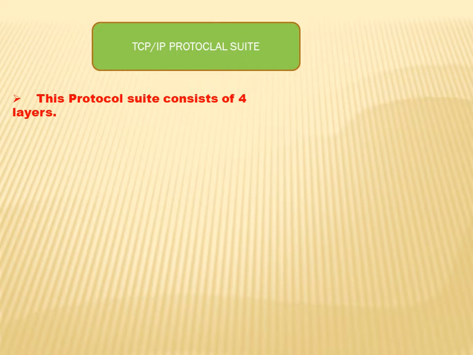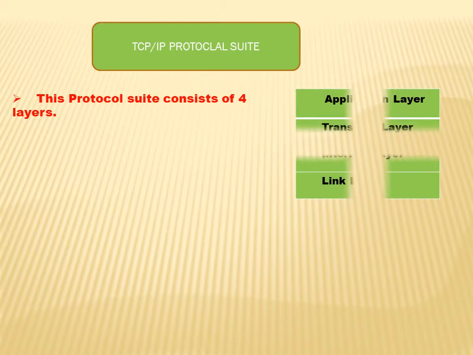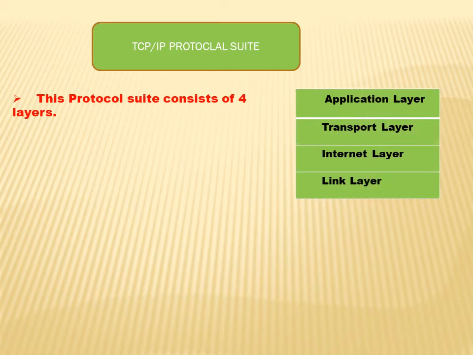So now I'll explain the TCP/IP protocol suite. This protocol suite consists of 4 layers. So what are they? Application layer, transport layer, internet layer, data link layer.